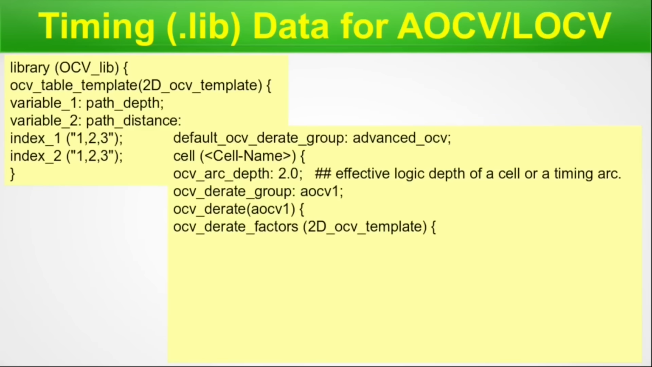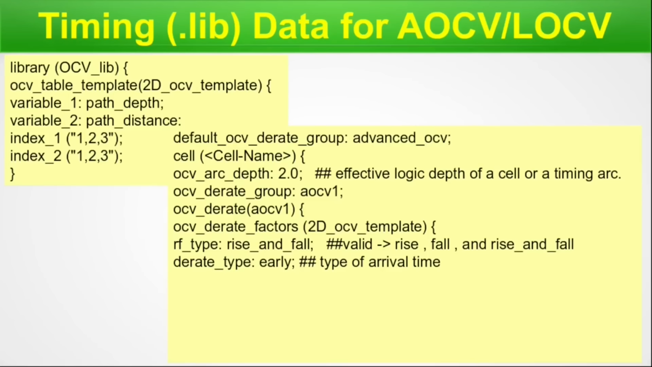Here it begins. OCV derate factors is 2D OCV template. And RF type is the rise fall type. In this particular cell, it is rise and fall. However, the valid inputs can be seen on the right hand side as comments. The valid ones are rise, fall and rise and fall. So these are the types. Next, the derate type is early. This is the type of the arrival time. So it could be early, it could be late. These two values can come here.